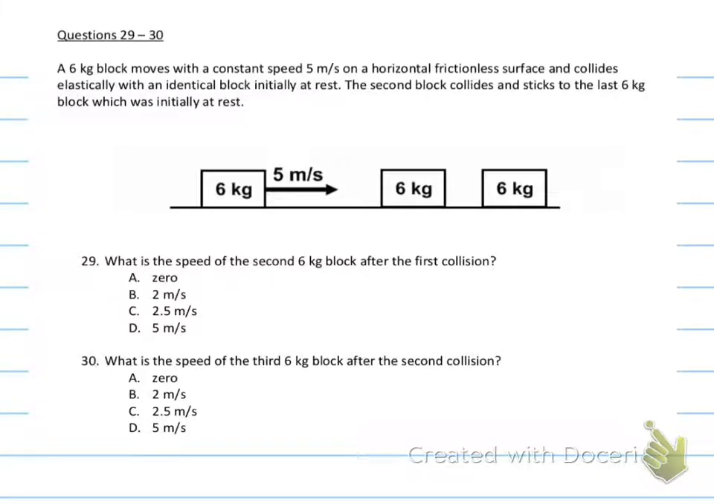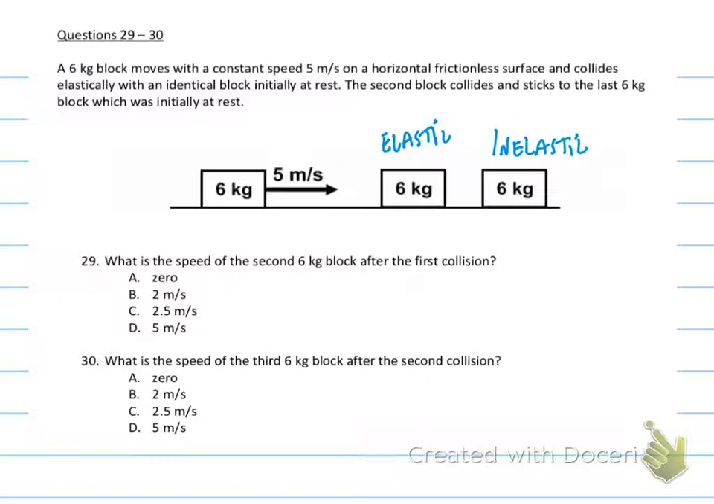Questions 29 and 30. A 6 kilogram block moves with a constant speed of 5 meters per second on a horizontal frictionless surface and it collides elastically with an identical block at rest. So this is going to be an elastic collision. The second block collides and sticks to the last 6 kilogram block, which is initially at rest. So this is going to be an inelastic collision. Number 29, what's the speed of the second 6 kilogram block after the first collision?